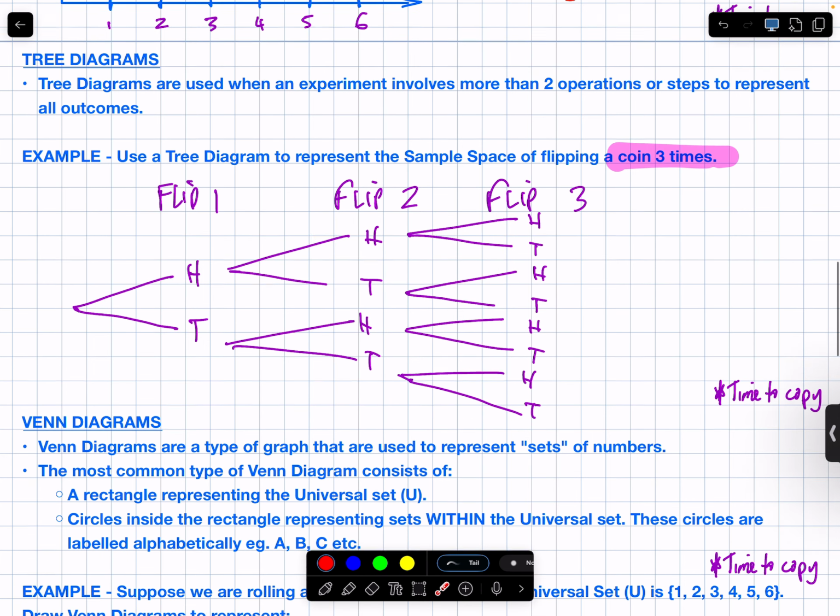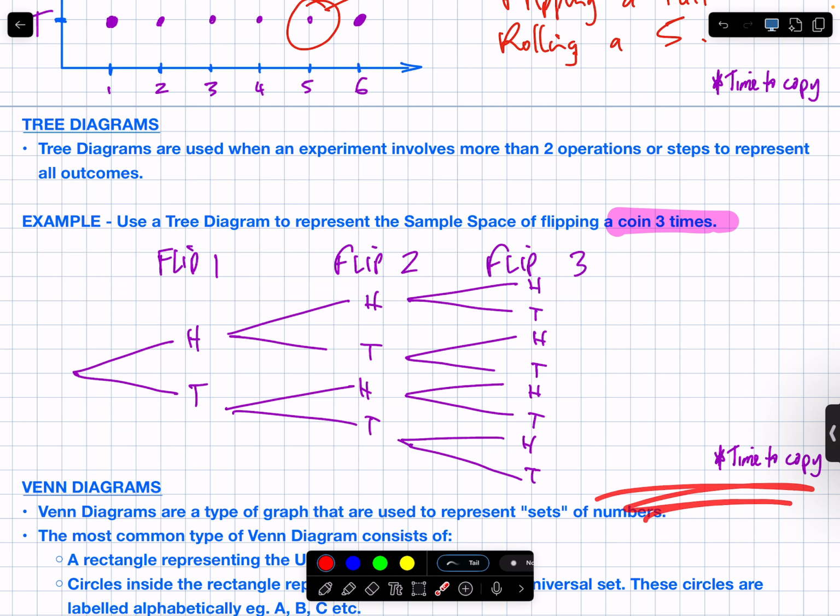Then lastly is time to copy that, sorry. Okay. Get that tree diagram now.